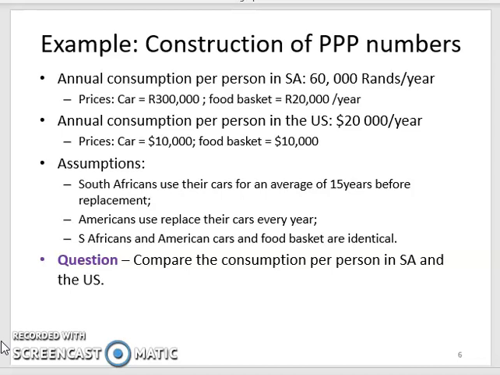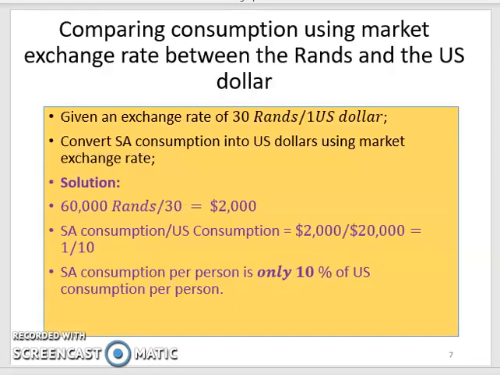We further made assumptions that South Africans use their cars for an average of 15 years before replacement, while Americans use and replace their cars every year. So South African and American cars and food baskets are identical. So we said, how can we use the two methods to compare the consumption per person in South Africa and in the United States? So firstly, we looked at the example using the market exchange rate method.